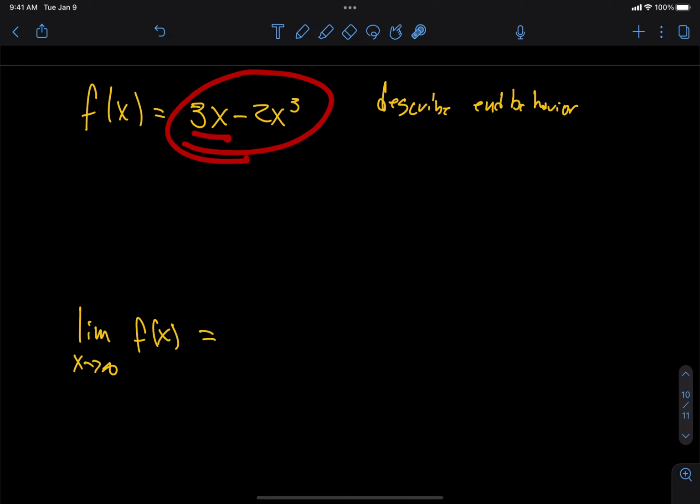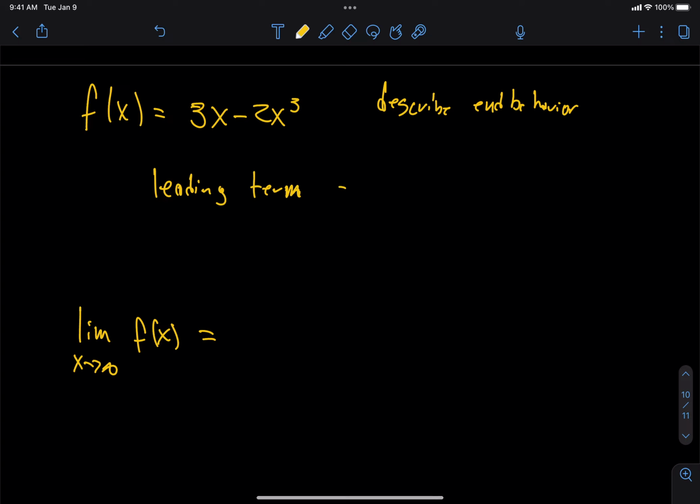Do I need to worry about 3x? No, why not? Because it's not the leading term. Why not? It's in the front. Seems like it's leading to me. Well, the leading term is the term with the highest exponent, right? So the only thing that matters is the leading term, which in this case is negative 2x cubed. We have to take that negative with us.